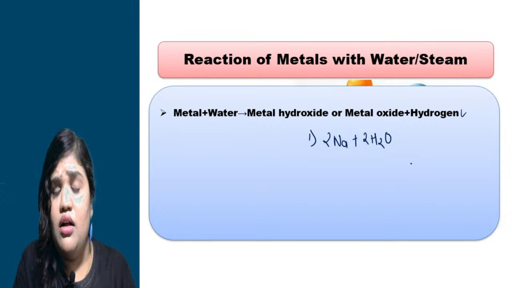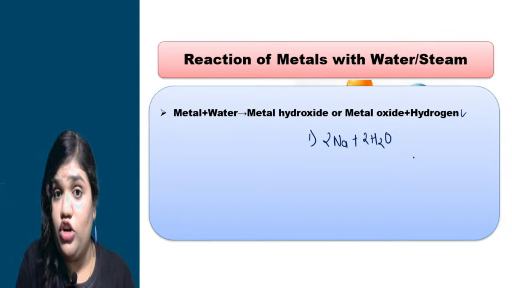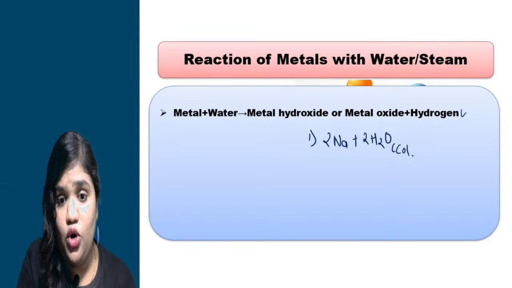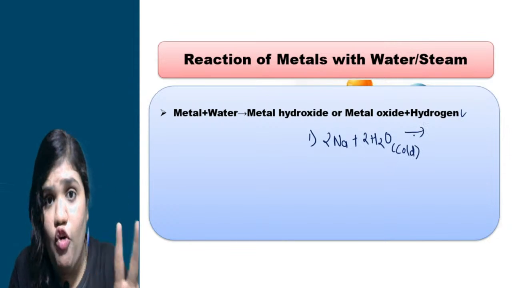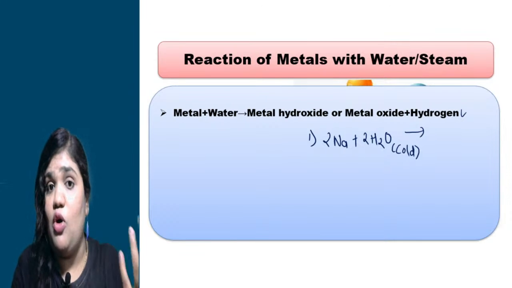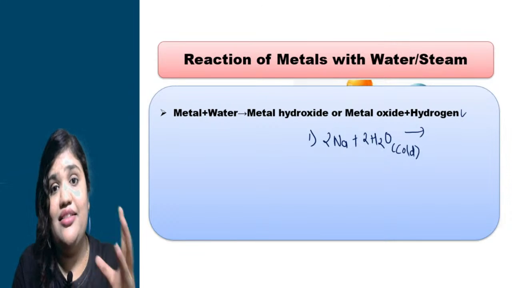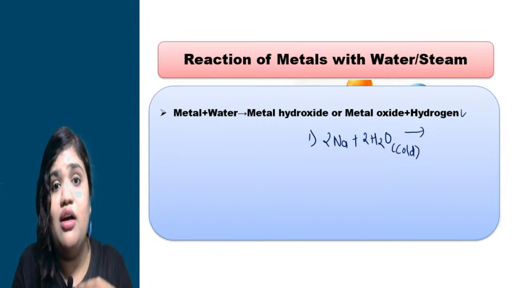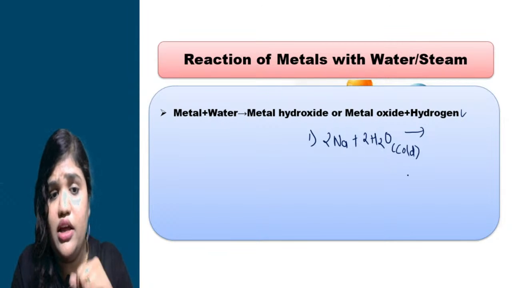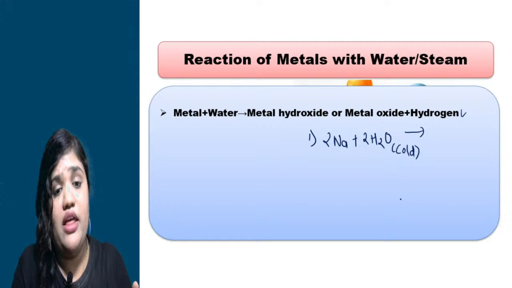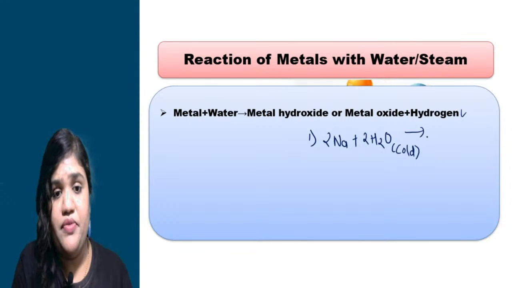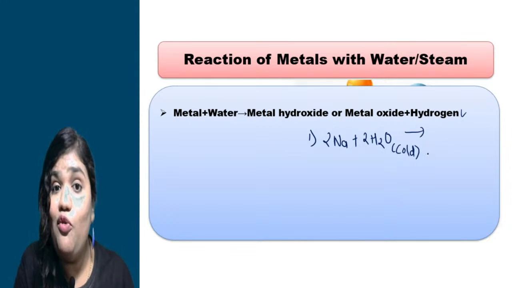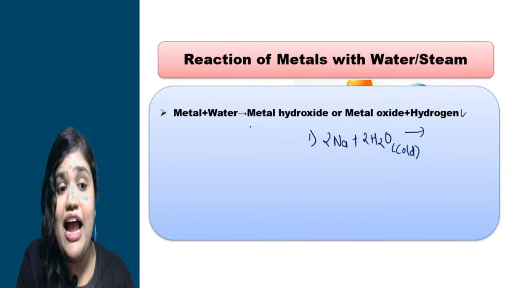When metal reacts with water, I will write cold over here for your understanding, so that you can understand that this is the water. If it is in the hot form, that means the state is steam or a gaseous state. Here we are going to discuss first when metal reacts with water. And yes, there is a formation of metal hydroxide.